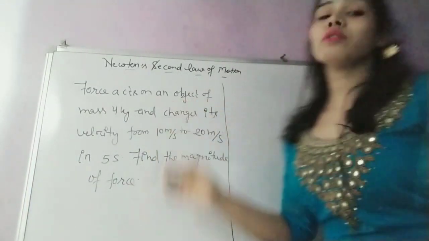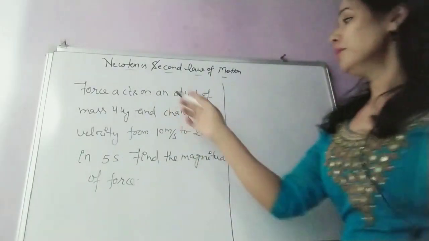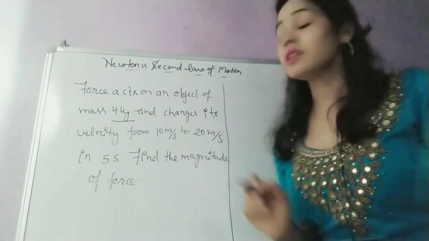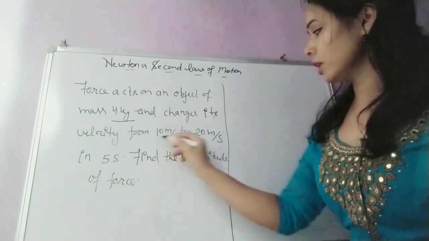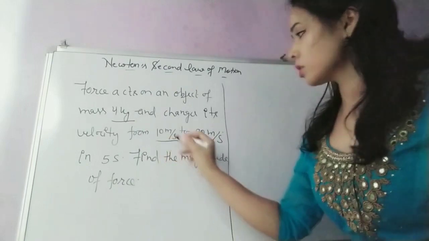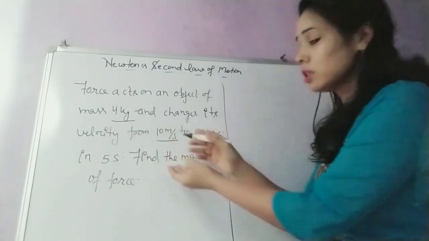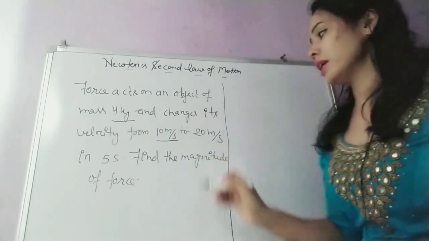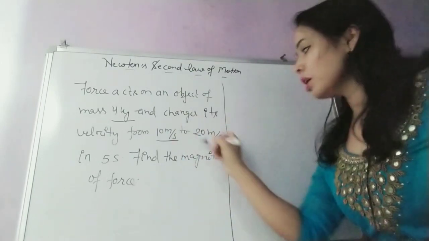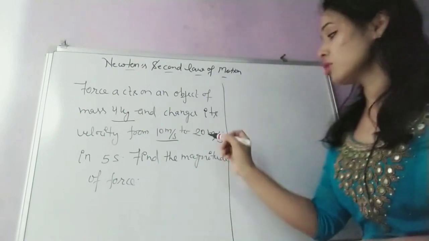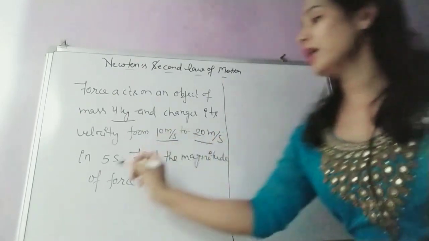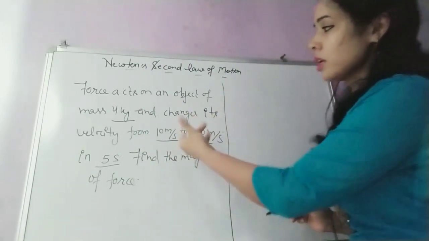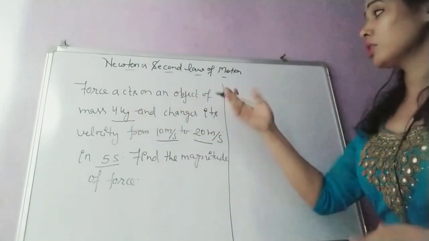Okay, so in the question, what is given is that the object is of mass 4 kg. Its initial velocity: it started from a velocity of 10 meter per second, so the initial velocity is 10 meter per second. And the final velocity is 20 meter per second. And the time given is 5 seconds, meaning in an interval of 5 seconds the velocity changes, and we need to find the force.